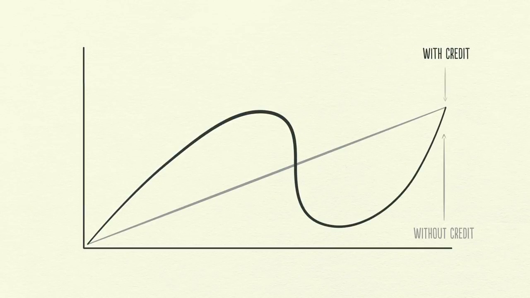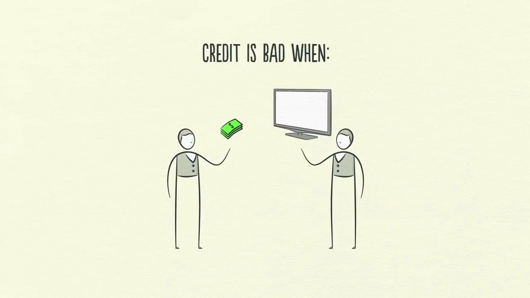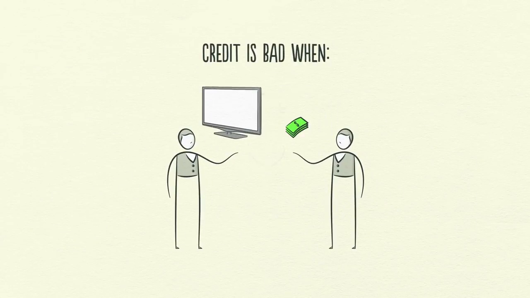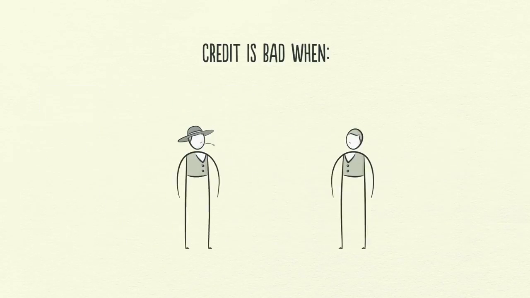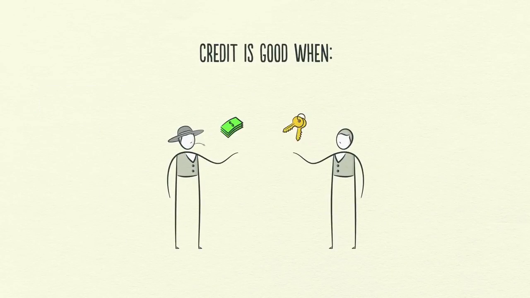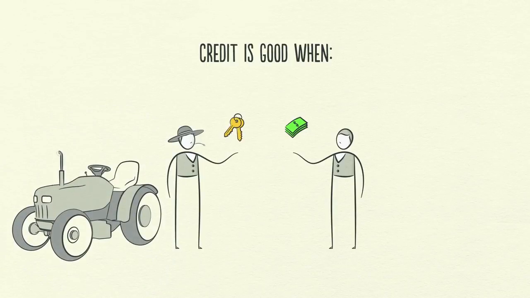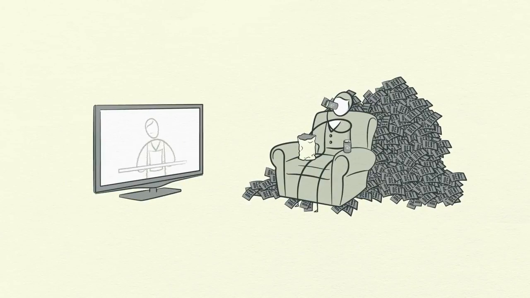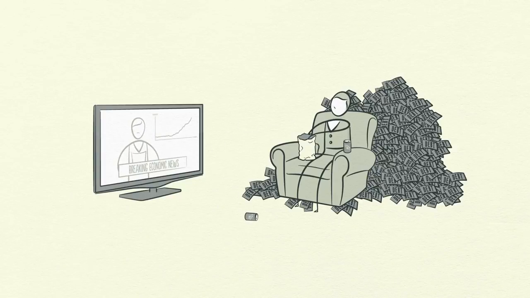Now, don't get me wrong. Credit isn't necessarily something bad that just causes cycles. It's bad when it finances overconsumption that can't be paid back. However, it's good when it efficiently allocates resources and produces income so you can pay back the debt. For example, if you borrow money to buy a big TV, it doesn't generate income for you to pay back the debt.